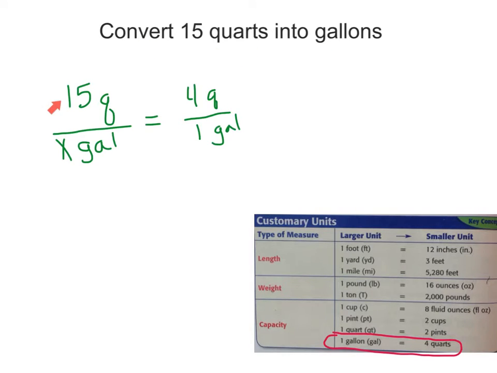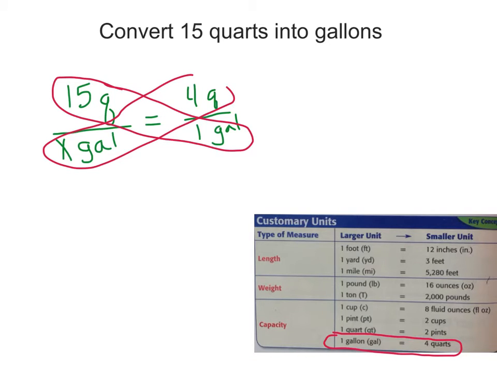So I wrote down 15 quarts equals X gallons, and then I looked at my chart here, and I found that there are 4 quarts in 1 gallon. Made sure I lined up the quarts and lined up the gallons. Now in this one here, I see that I can't easily times 4 by something to get 15. So I'm going to solve this like I did the last lesson, and I'm going to take that butterfly method to create an equation that I can solve.